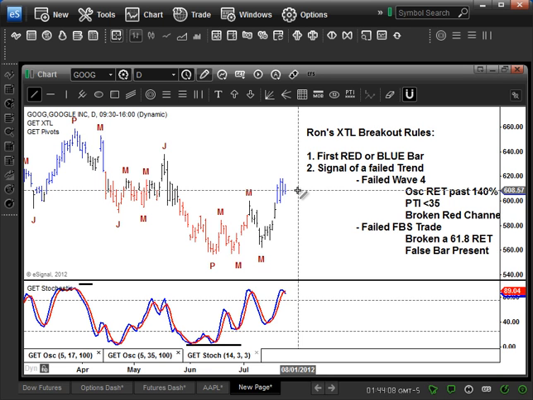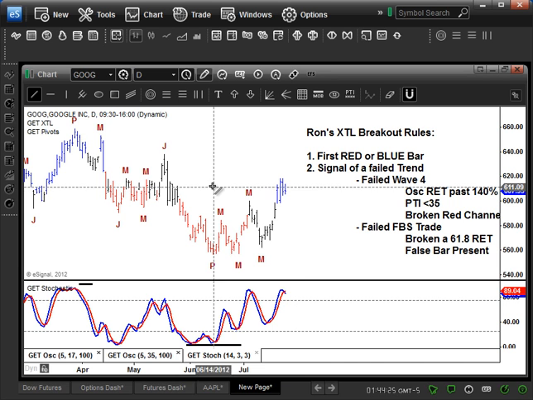This gets into the rules of my XTL breakout trade. You ignore the XTL blue bars unless you get a signal that the false bar trade is failing. Now, how would I get that signal? A break of a 62% retracement. So what I'm going to do is I'm going to put in a 62% retracement on Google.